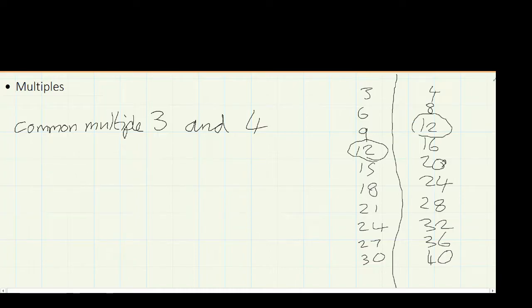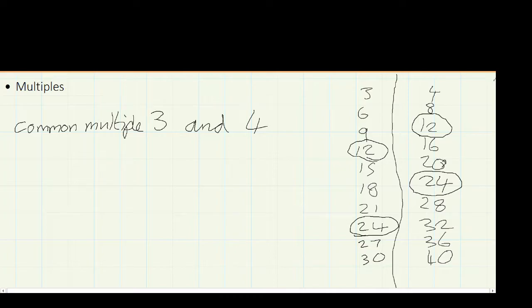Well, if you look at the 3 times table, 3, 6, 9, 12, and 4, 8, 12, that's the first number that both 3 and 4 have in common that is a multiple. So we'll keep going 15, 18, 21, 24. Well, if we could keep going with the 4s, 16, 20, 24. As you can see, 24 is a multiple of both 3 and 4.